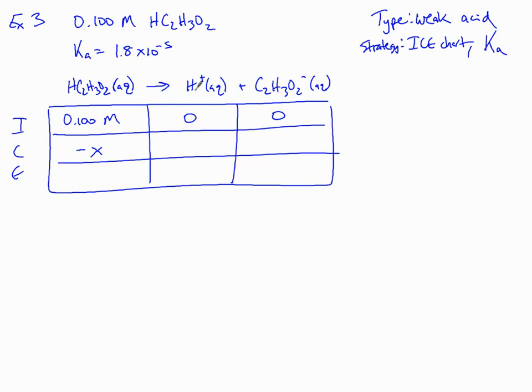Hydrogen concentration, I don't know how much it's going to go up exactly, but if you consider that for every 1 acetic acid, there's 1 hydrogen. If this goes down by X, this is going to go up by X. Same thing for our acetate ion. There's 1 for every acetic acid. Acetic acid goes down by X, this goes up by X. And so our equilibrium here for the acetic acid is 0.1 minus X. For the hydrogen, 0 plus X, just X. Acetate, 0 plus X, just the X.